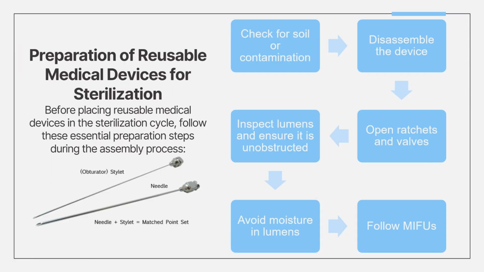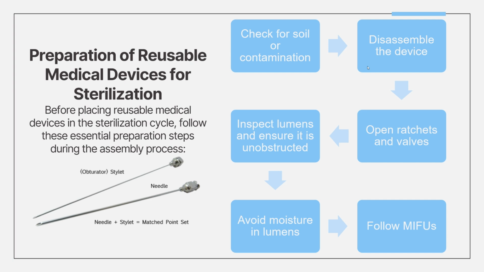So, preparation of reusable medical devices for sterilization. Proper preparation is essential for effective sterilization. The first step is to remove all soil and residue, as contamination blocks steam and reduces its effectiveness. Then you have to disassemble devices per the manufacturer's instructions to expose all surfaces.